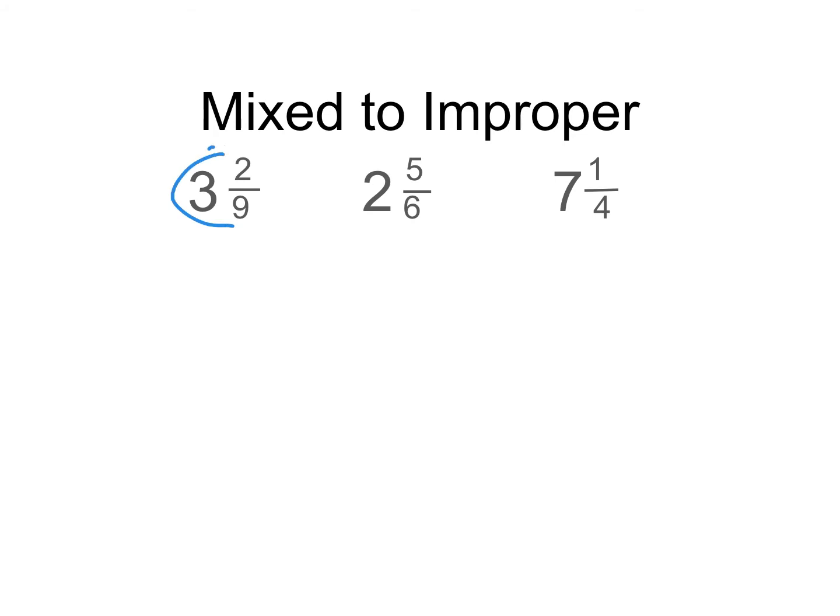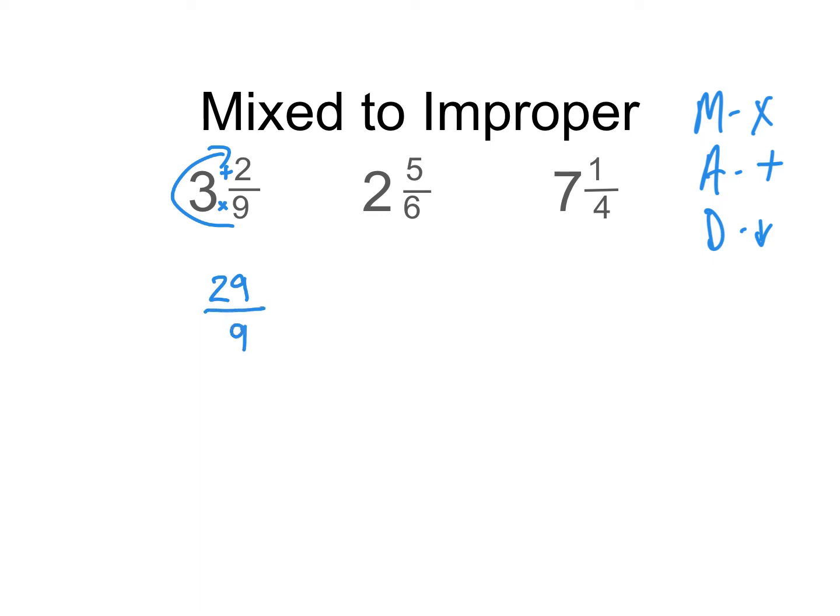When I'm going the opposite direction, and I want to make these into improper fractions, I'm going to do what I call making it mad. Making it mad means that I am going to multiply, then add, and then keep the same denominator. Okay, so I'm going to multiply 9 times 3, and then I'm going to add. So I've got 9 times 3 is 27. Then I'm going to add my numerator, 29, and then keep the same denominator, 9.